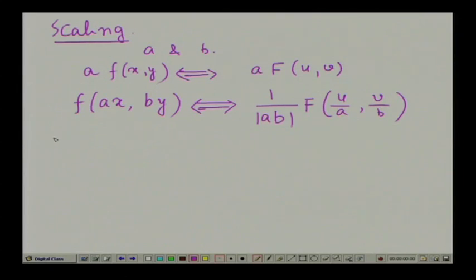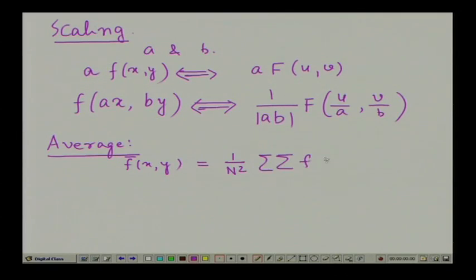Now, we can also compute the average value of the signal f(x,y). The average value for f(x,y) is nothing but 1 upon capital N square into the summation of f(x,y), where the summation has to be taken for x and y varying from 0 to capital N minus 1. So, this is the average value of the signal f(x,y).